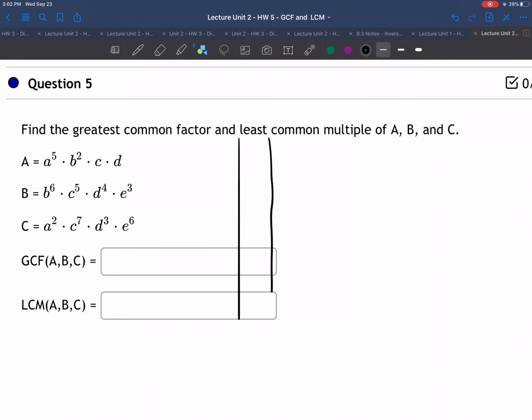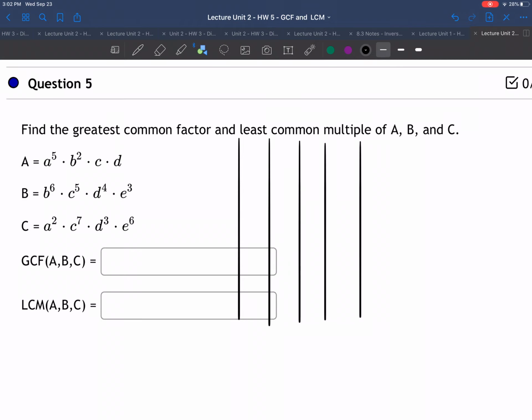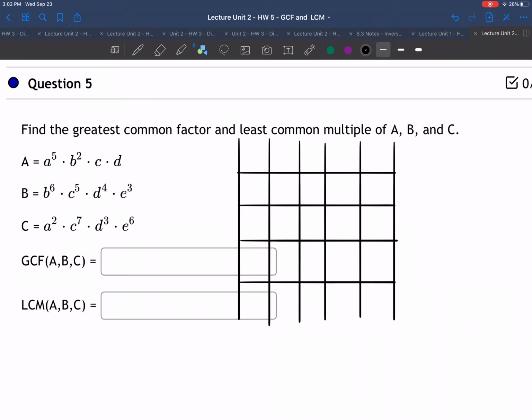We have a spot for A, B, C, D, and E. And then we'll have A going right here, B going right there, C going right there, and then we'll have the GCF and LCM. Okay, so here we go, first with A. A will equal A to the 5th, B squared, C, and D.